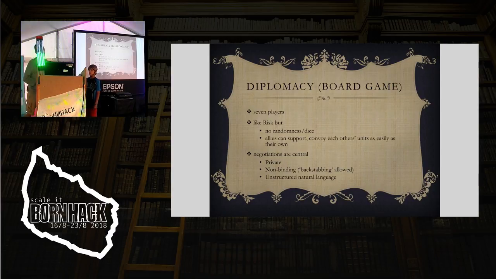So one of the challenges posed is that unstructured natural language processing plays a central role in games of diplomacy. And also it has more than 2 players. And so the question of which ones to ally with and against is important.